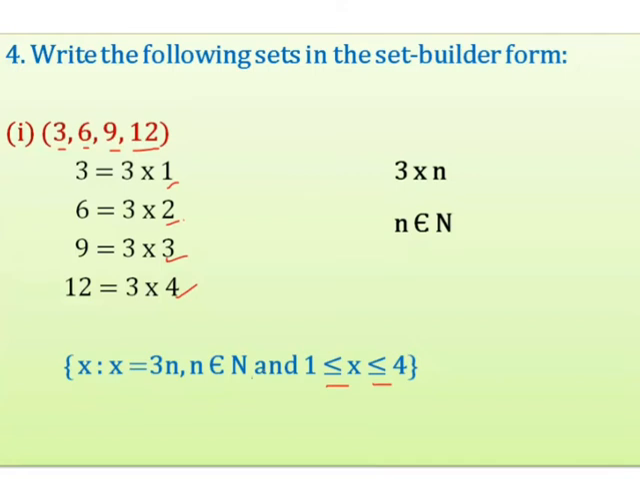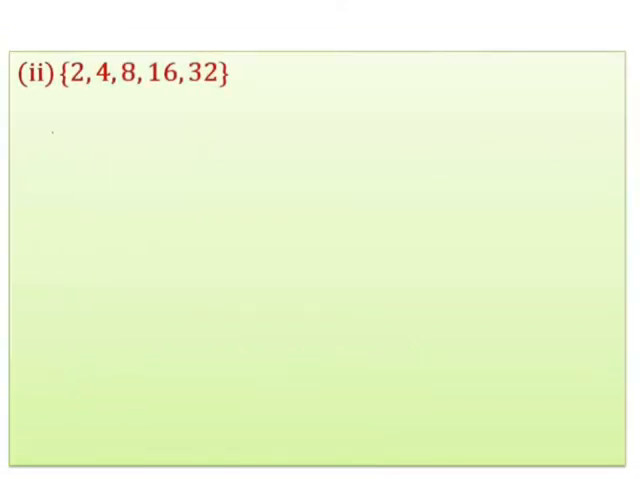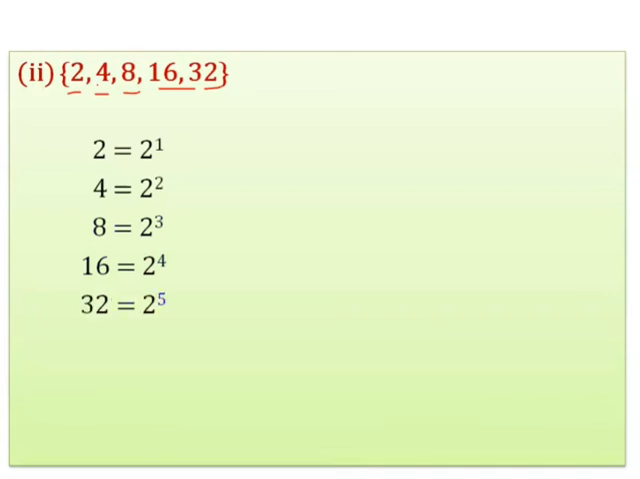We'll solve another problem so that you could understand better. See here you have 2, 4, 8, 16, 32. So 2 we can write as 2 power 1, 4 is 2 squared, 8 we can write as 2 power 3, 16 as 2 power 4, and 32 as 2 power 5. So it is all in the power forms: 2 power 1, 2 power 2, 2 power 3, 2 power 4, 2 power 5. We can write this in the general form as 2 power n.